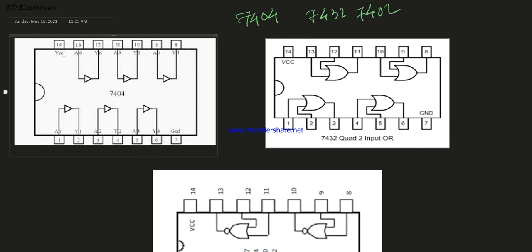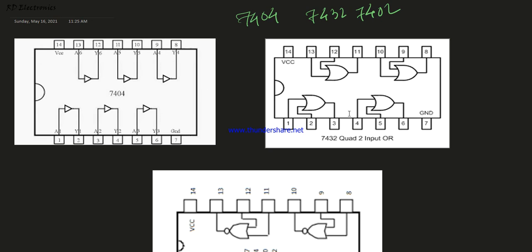Okay. Next is 7404, where pin number 14 is connected to plus VCC and pin number 7 is ground. This is known as Hex NOT gate because there are 6 inverters or NOT gates. 1 is input, 2 is output, 3 is input, 4 is output, and so on.